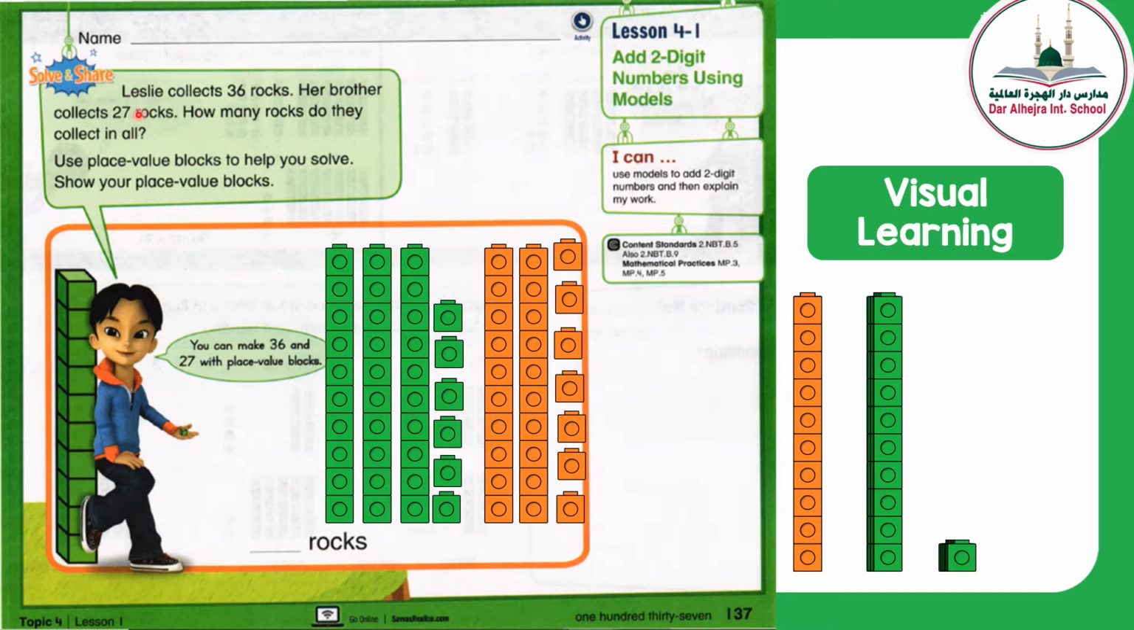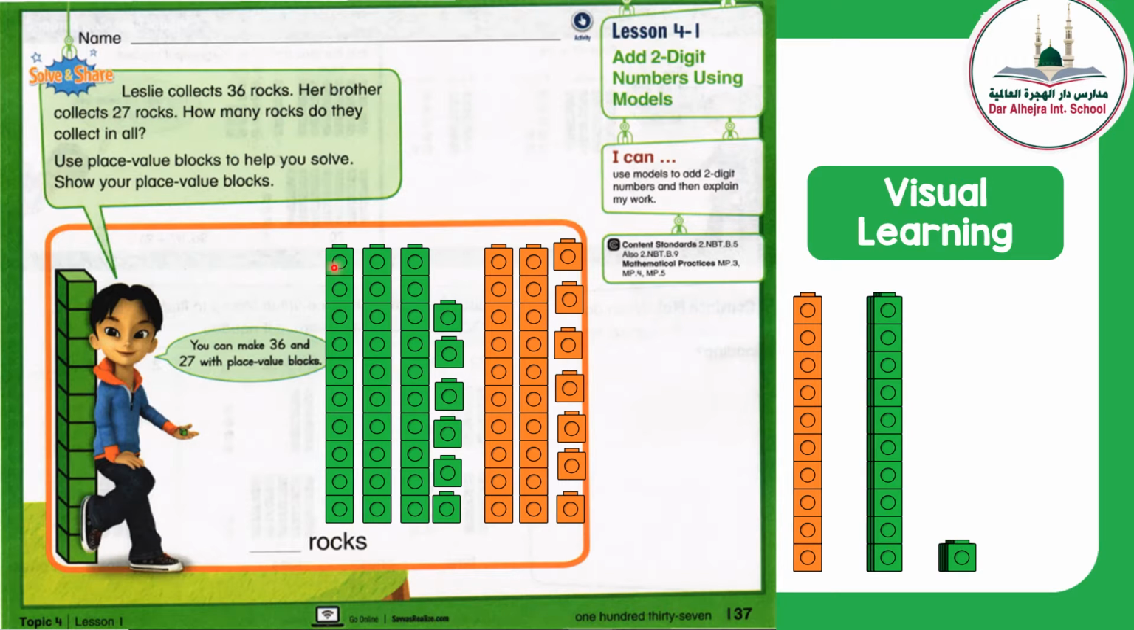Let's consider an example. Leslie collects 36 rocks. Her brother collects 27 rocks. How many rocks do they collect in all? We can use our place value blocks to show our equation, and we need to add 36 to 27.